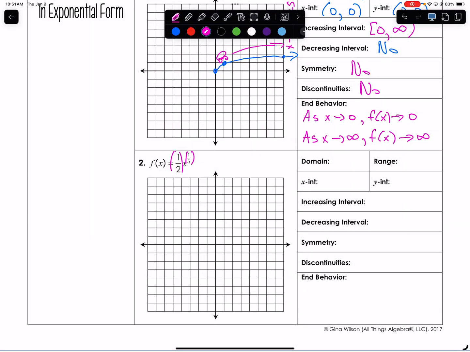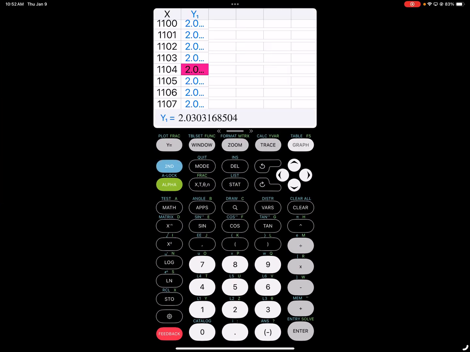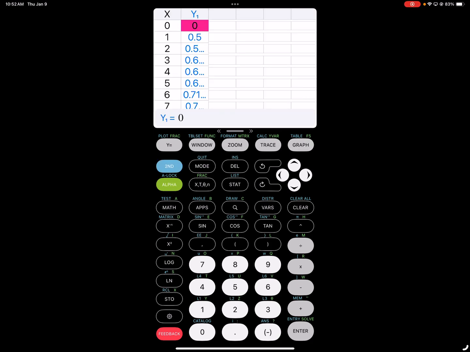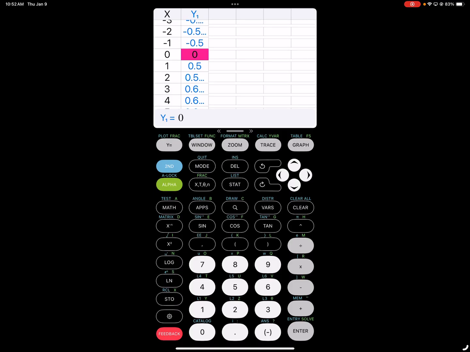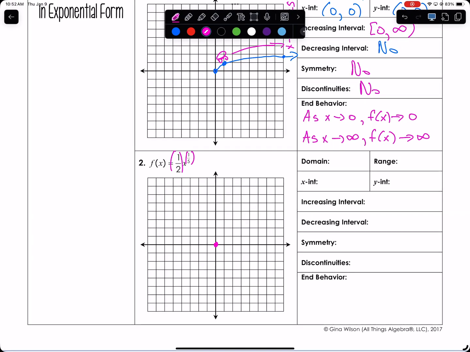Okay. So what's the domain? Oh, we got to do some points. So go second table to find some points. So let's say your graph's at 1100 like mine is, and you're like, I don't want to have to scroll all the way back down. You can always go second window, clear that, and start it at 0, and then go second graph. So we've got 1.5, and we have -1, -0.5. So those are some good points to graph on here.